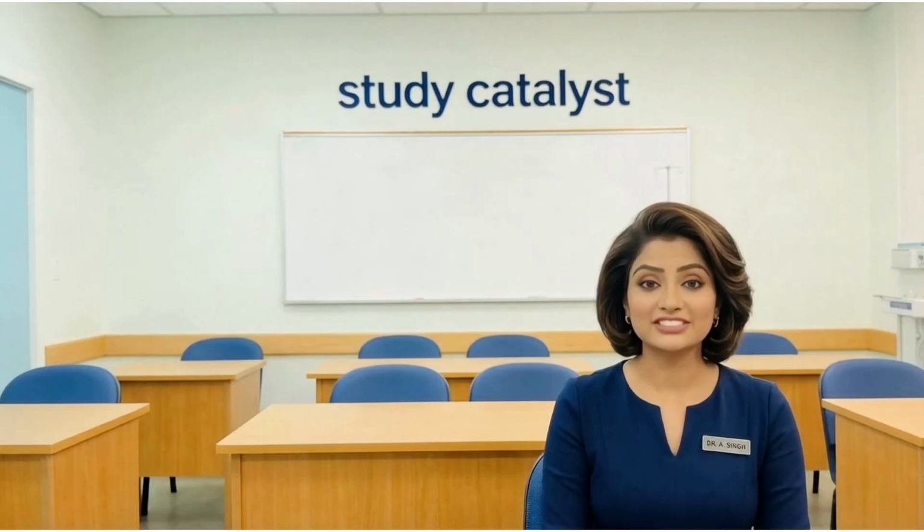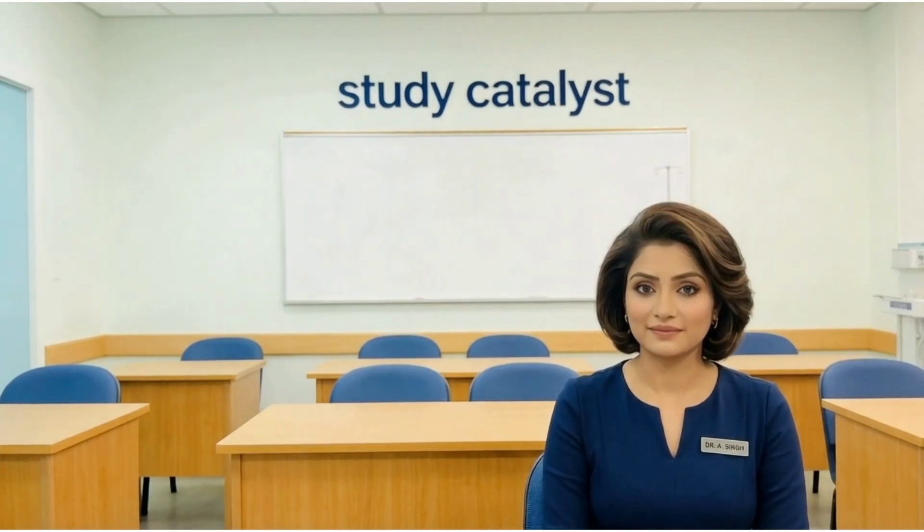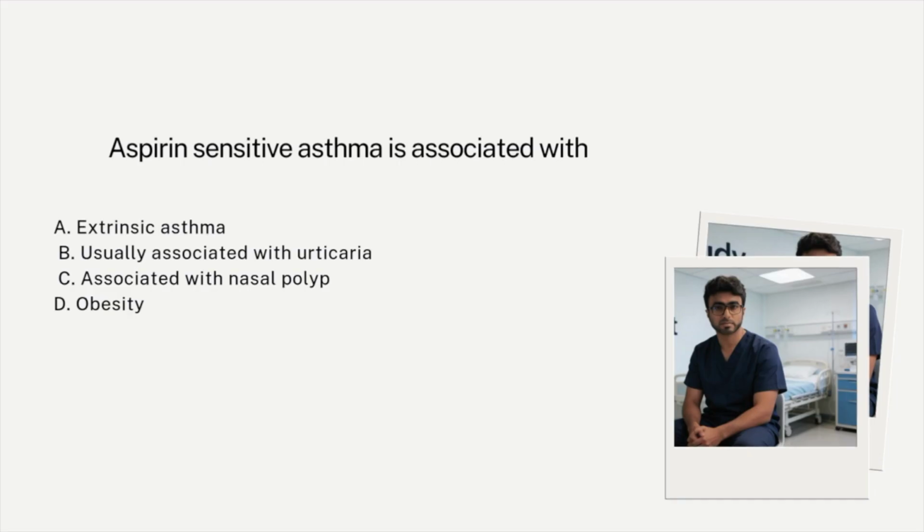Aspirin sensitive asthma is associated with: A. Extrinsic asthma, B. Usually associated with urticaria, C. Associated with nasal polyp, D. Obesity. I'm in for intrinsic, reminding you that adult asthma comes from inside, not from environmental allergens. Simple, right? Aspirin sensitive asthma.